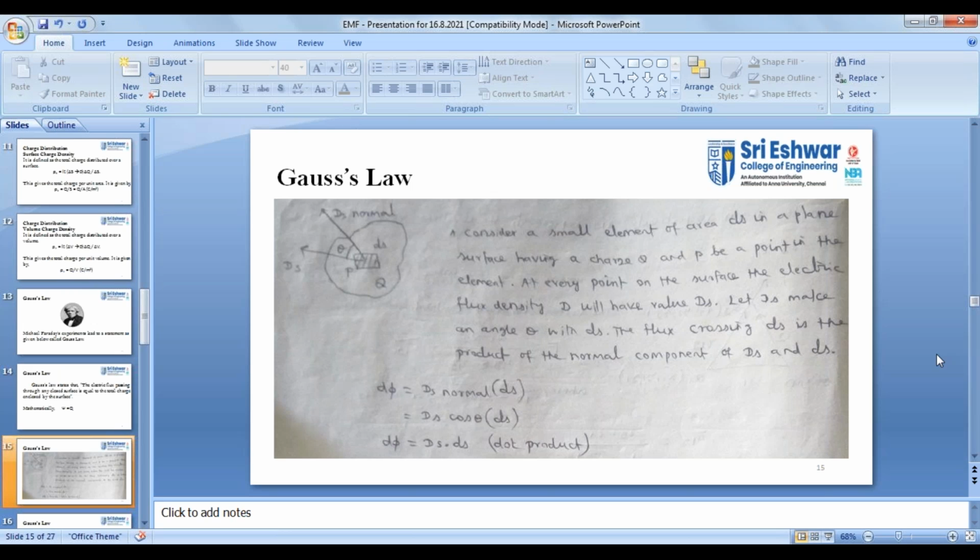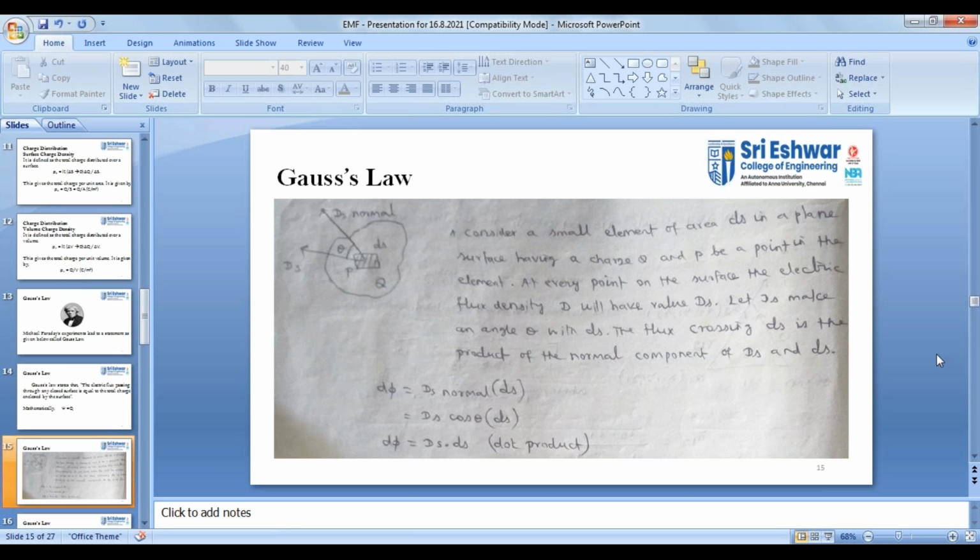So always normal means it becomes a cross product. Am I right? So what can be written is D ds cos theta. So what happens to d phi? We know that A vector dot B vector is modulus of A into modulus of B into cos theta. So here, if I am having a cos theta value, it becomes a dot product. So what will happen? D phi is equal to capital D dot small ds. So d phi is equal to D normal ds.